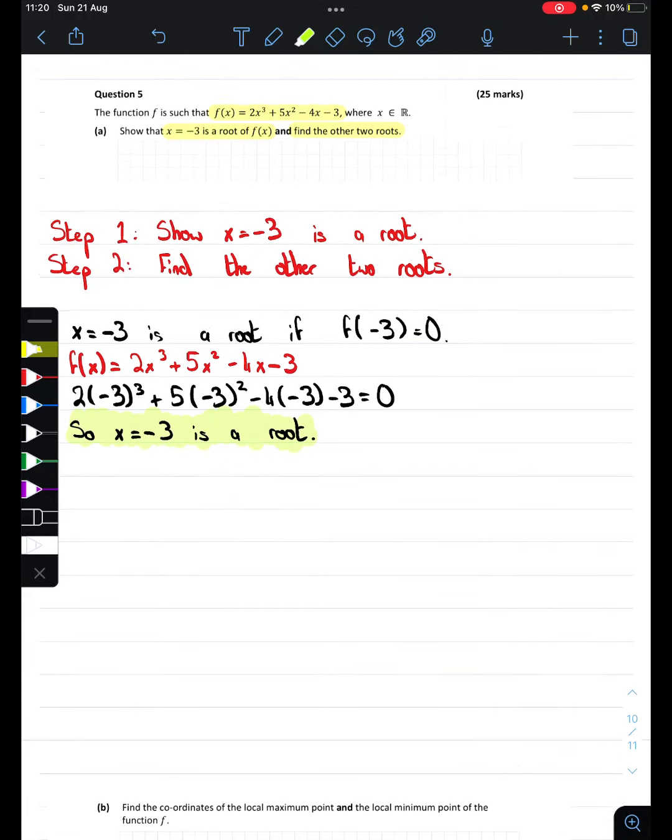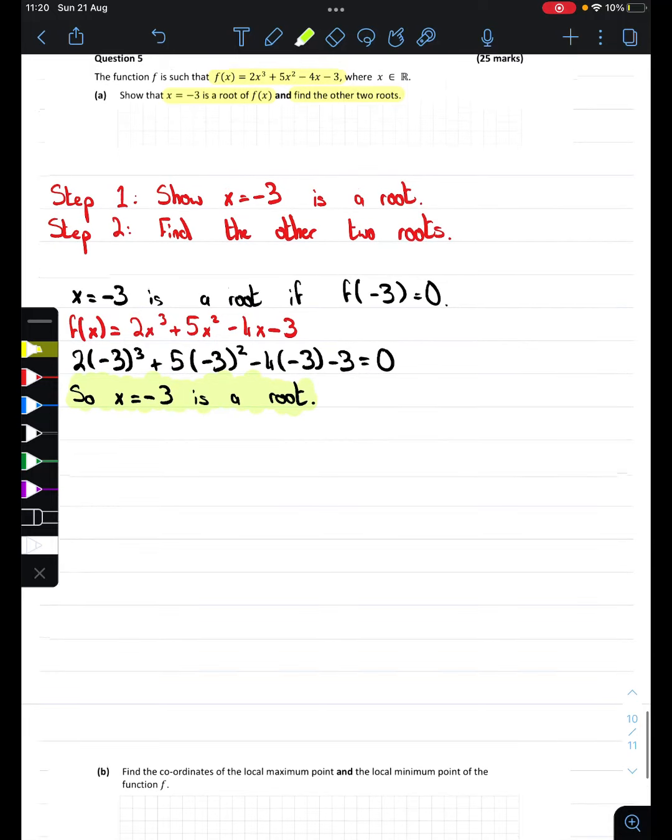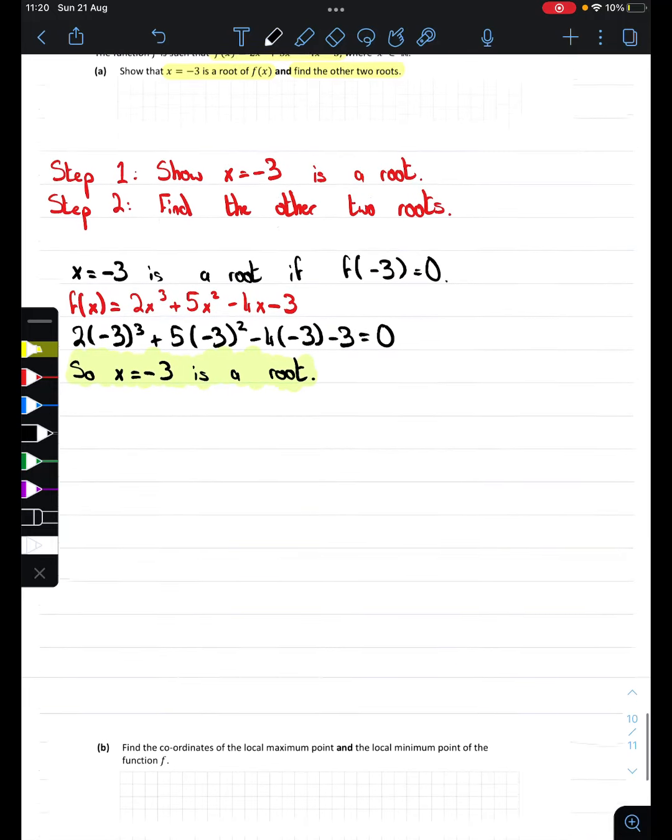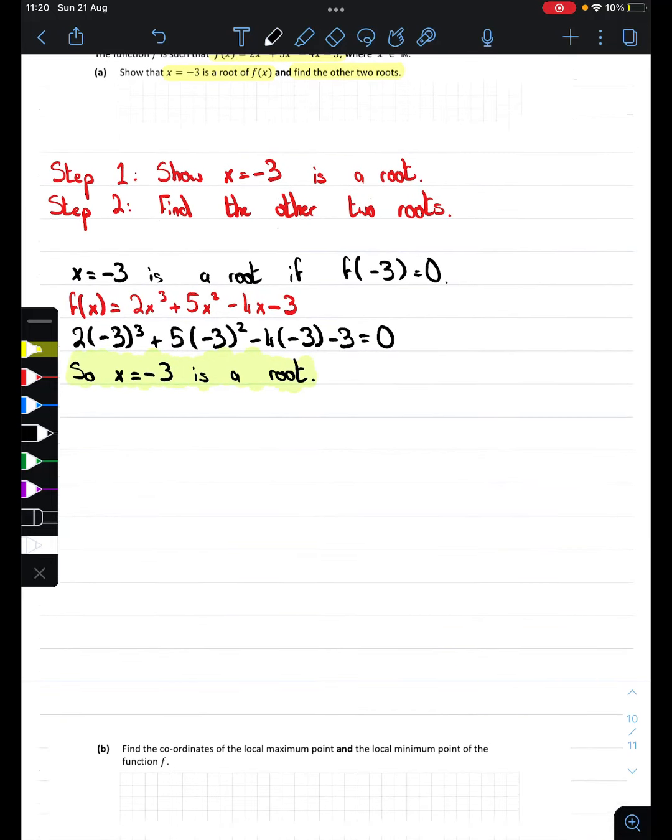Okay, so we're working with a cubic, so we don't have this nice formula like the quadratic to find the roots. But we can make this a quadratic, so we know that if x equals minus 3 is a root, then x plus 3 is a factor. This is the root factor theorem.